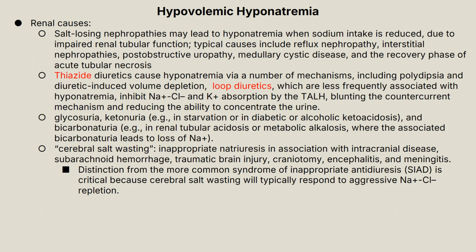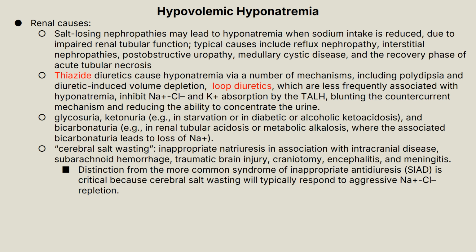Other renal causes include salt losing nephropathies, which may lead to hyponatremia when sodium intake is reduced due to impaired renal tubular function. Typical causes include reflux nephropathy, basically a distal obstruction or an abnormality of the ureters, which causes the urine to backflow into the kidneys and causes abnormalities within these channels to reabsorb sodium. Interstitial nephropathies, post-obstructive uropathy, medullary cystic disease, and the recovery phase of acute tubular necrosis.